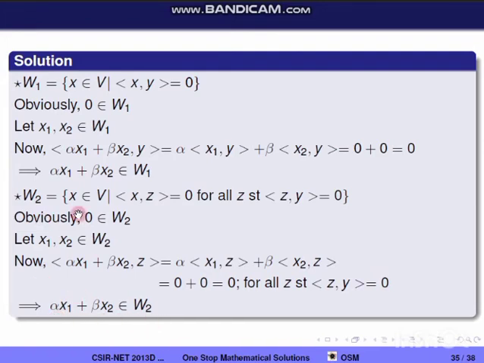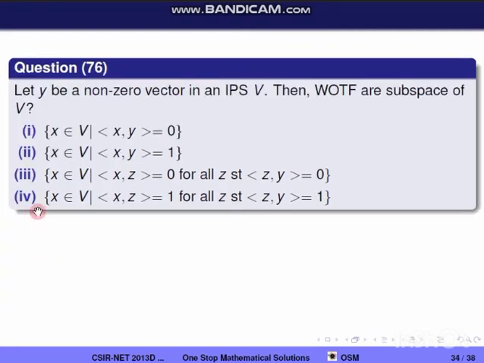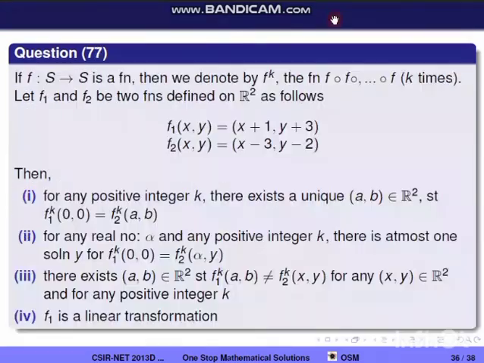Therefore this set is also a subspace. So we'll check the correct option. The correct option is 1 and 3.